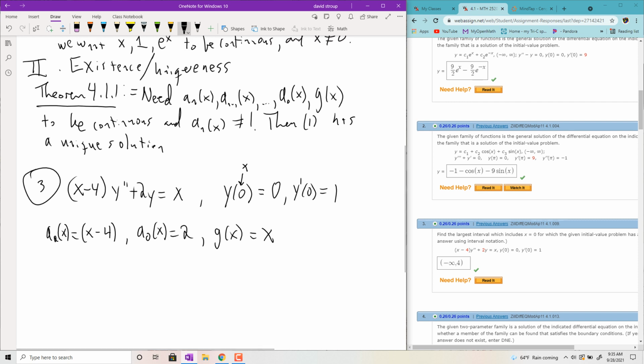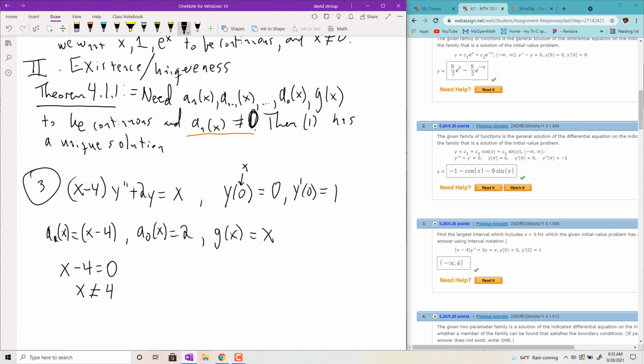But then you also have to make that other condition here. Whoops, I said it's not equal. It can't be equal to 0. I'm sorry, that should be not equal to 0. That condition has to be met as well. So you need to take this a sub 2 of x, set it equal to 0, and find the x values where it's equal to 0, so you can exclude those. So x minus 4 is 0. In other words, x cannot be equal to 4.